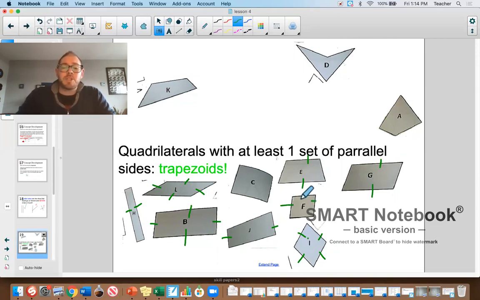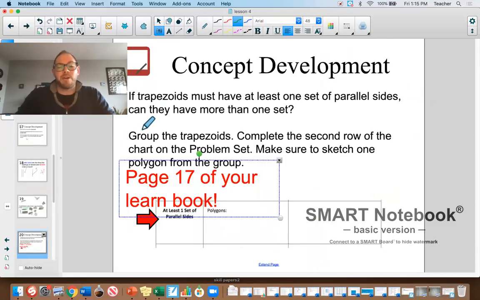Which letter shapes, though, do not have 2 sets of parallel sides? Well, the K doesn't have 2 sets of parallel sides. The D definitely does not have 2 sets of parallel sides. And the A definitely does not have 2 sets of parallel sides either. All right, so let's see what they want us to do with these parallel sides and trapezoids. So if trapezoids have at least 1 set of parallel sides, could they have more than 1?